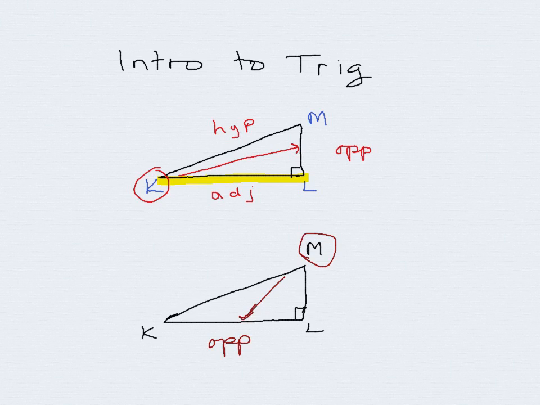So side KL in the first triangle was the adjacent side, but in this triangle, when I'm talking about angle M, side KL is the opposite, and the side that's adjacent to angle M is the side that touches angle M, that's also a leg. In this case, side LM. And of course the hypotenuse doesn't change. It's always the side across from the right angle, and it's always the longest side.